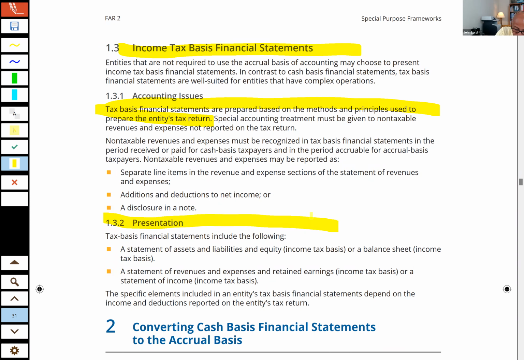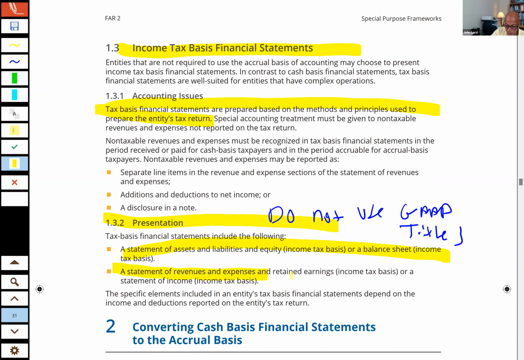Presentation, again, guys, I'm going to write it one more time before you want to throw something at me. Do not use GAAP titles. That's the main thing. Because what they'll do in a question is say, which of the following would be a statement prepared using the tax basis? And the incorrect answer is going to be the GAAP title one, because there's really no set thing that they tell us we have to use for the non-GAAP titles. So they start getting creative for the names of the balance sheet, the statement of income, and the statement of retained earnings. We just don't call it that.